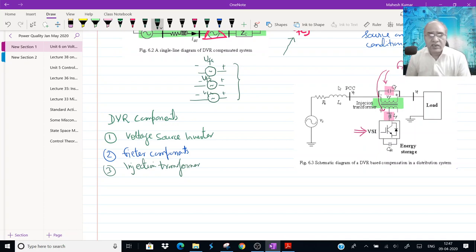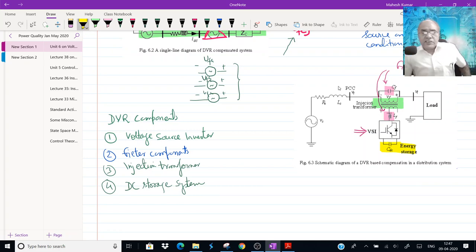And the fourth important element of this is a DC storage system or DC capacitors. You can call it a DC storage system. This is similar to the DC link of the inverter. This forms a DC link here. It is a similar structure, except that now we have a transformer at the output stage, whose secondary is connected in series with the load. So these are the important components or elements of the DVR.